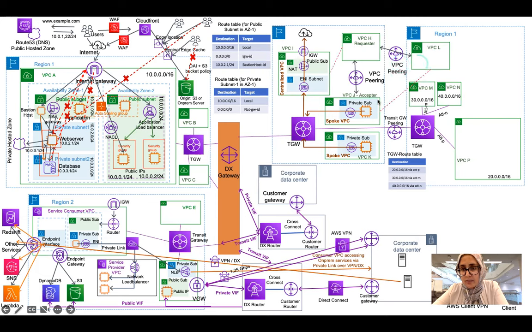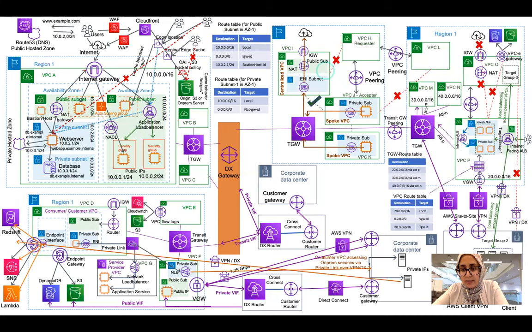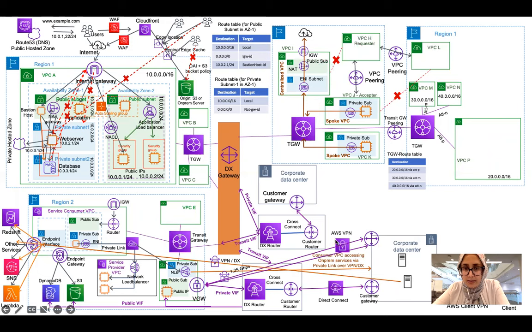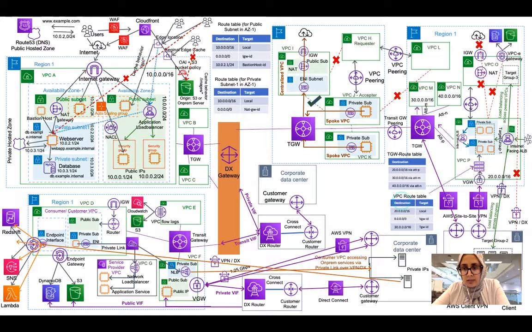For example, if this VPC tries to connect to this one, it cannot, because there is a VPC peering, not a transit gateway. So I think we covered quite a lot in this one. We talked about Direct Connect, the VPN, the Direct Connect gateway, the transit gateway peering, the VPC peering, and also the transit gateway route table.